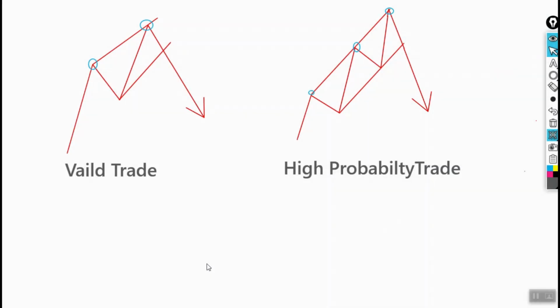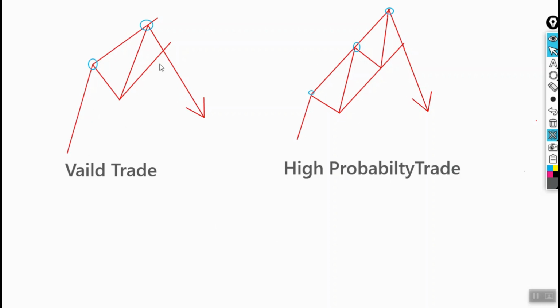As I said in the beginning, we are going to be talking about multi-touch confirmation and how to differentiate between a valid trade and a high probability setup. Multi-touch confirmation is when you allow the Forex structures to build over time and allow multiple touches on the support or resistance of those structures to confirm the reversal or continuation which you are trying to trade.